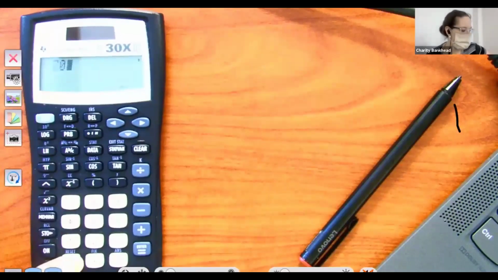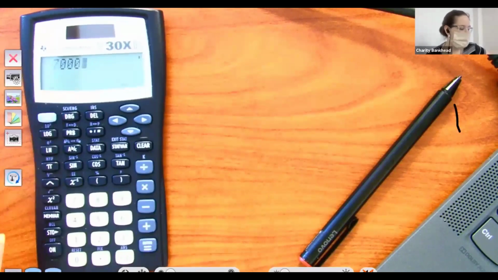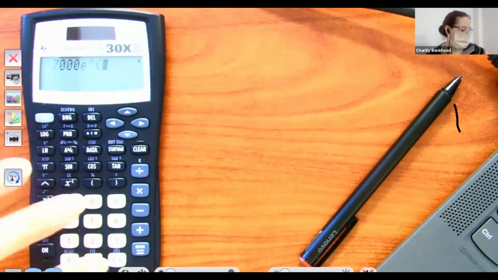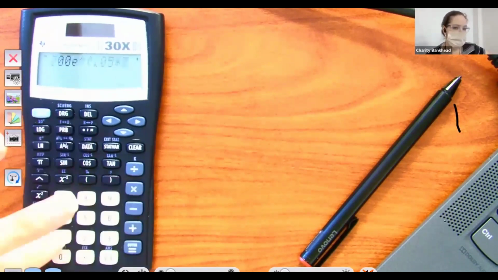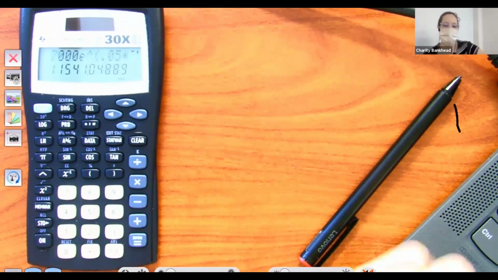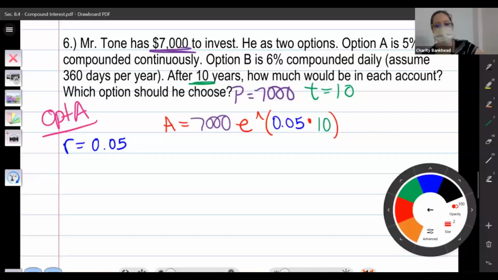So it's going to be 7,000. Then we're going to press second ln. If you have a different kind of calculator, you should be able to just Google it if you need help finding the E on your calculator. Just Google for your specific model of calculator. So that was 11,500.